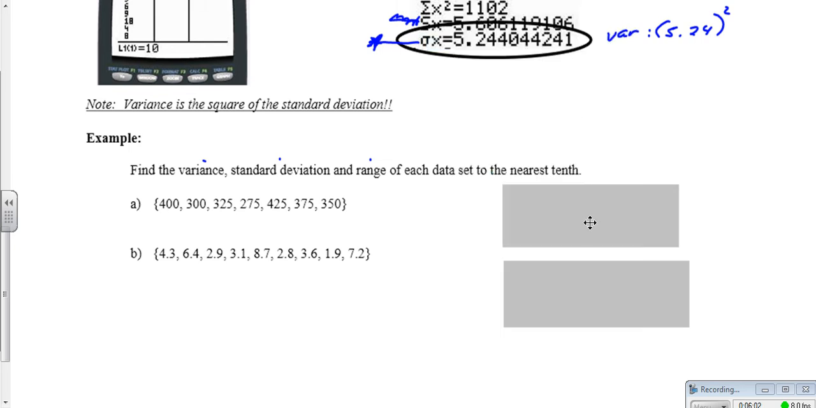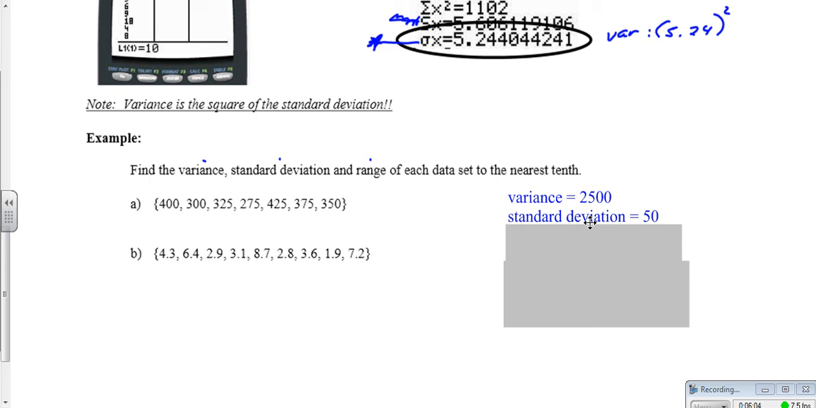So standard deviation is 50. Variance is 50 squared. That's how I got 2,500. And the range is the max minus the min. So 425 is the max minus the min of 275, and then 150 represents the range. And that's something not new to us.